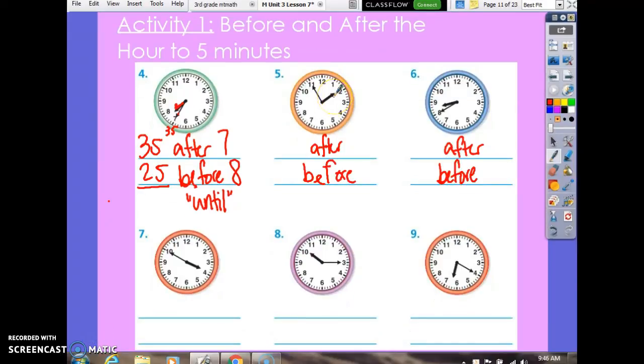So here then on number 5, you should have 55 minutes after 1, which is 5 minutes before 2. Okay? On number 6, you should have 40 minutes after 8 and 20 minutes before 9.